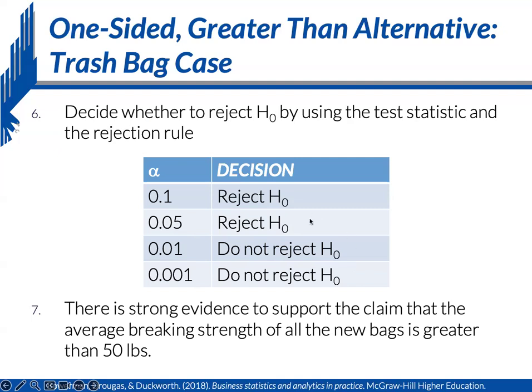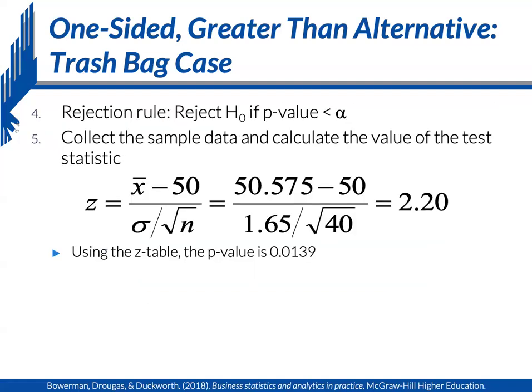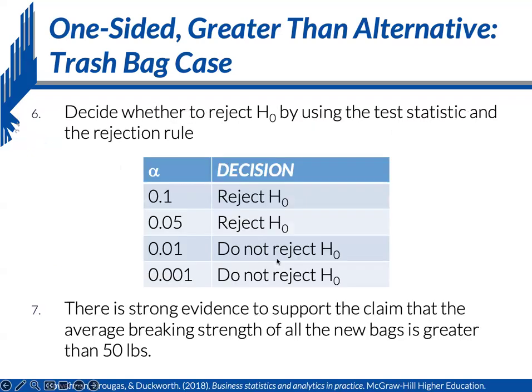So again, the results are similar whether you use a critical value method or a p-value method. The critical value method includes identifying critical values, but the p-value method involves looking for a p-value in order to make a decision. And therefore, our interpretation should be the same. There is strong evidence that supports the alternative hypothesis, which states that the average breaking strength of the trash bags is greater than 50 pounds.